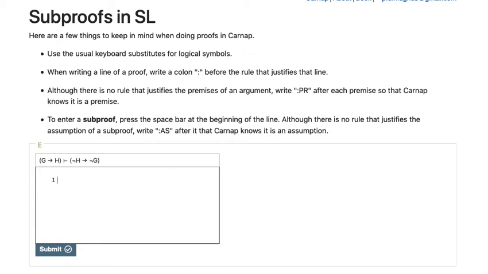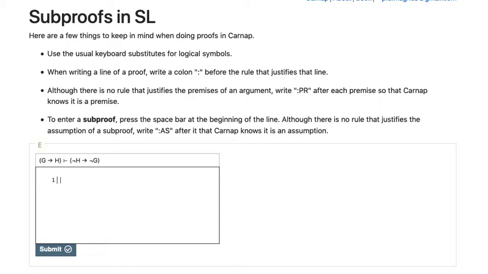Rules of proof. I want to record a few examples that I'm working through in Carnap. The point of working through them in Carnap is both so that you'll see some more examples and also so that you'll see how the Carnap interface works in entering proofs. These are going to be examples that involve subproofs. And here are a couple of things to keep in mind when doing proofs in Carnap.